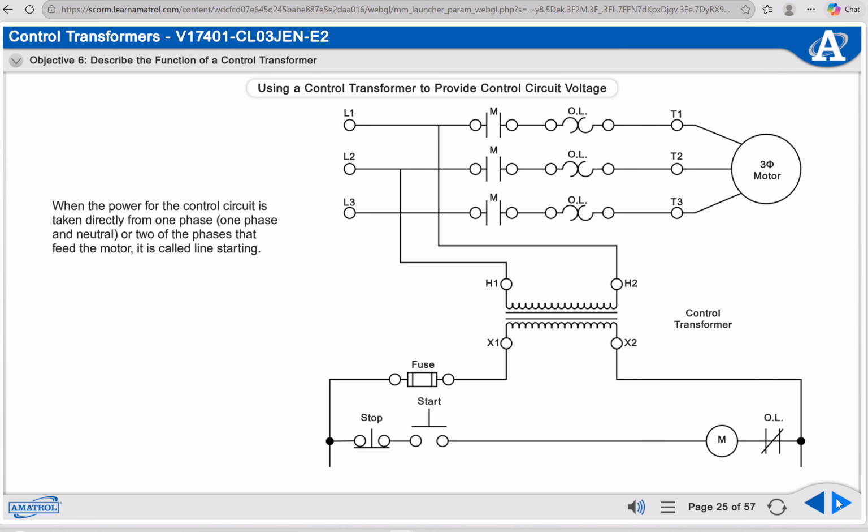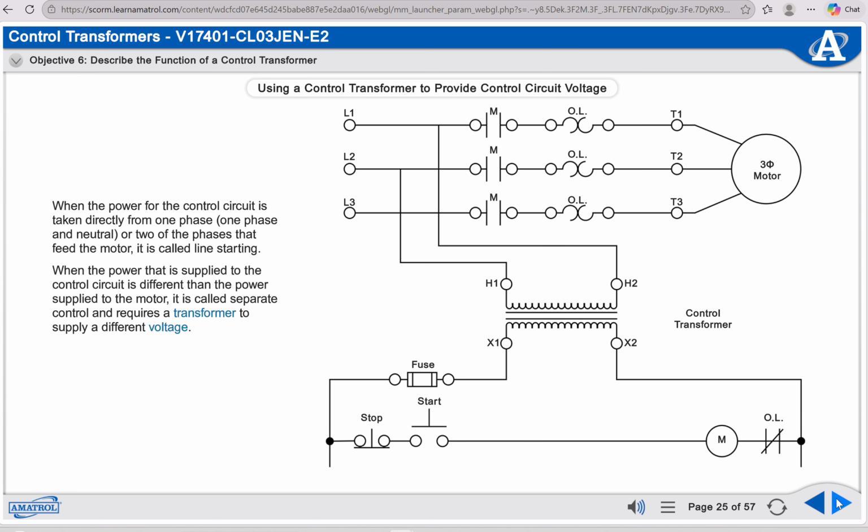When the power for the control circuit is taken directly from one phase in neutral, or two of the phases that feed the motor, it is called line starting. When the power that is supplied to the control circuit is different than the power supplied to the motor, it is called separate control and requires a transformer to supply a different voltage.